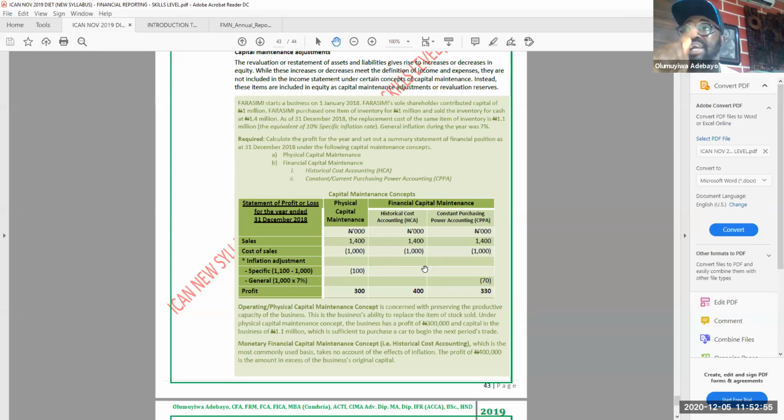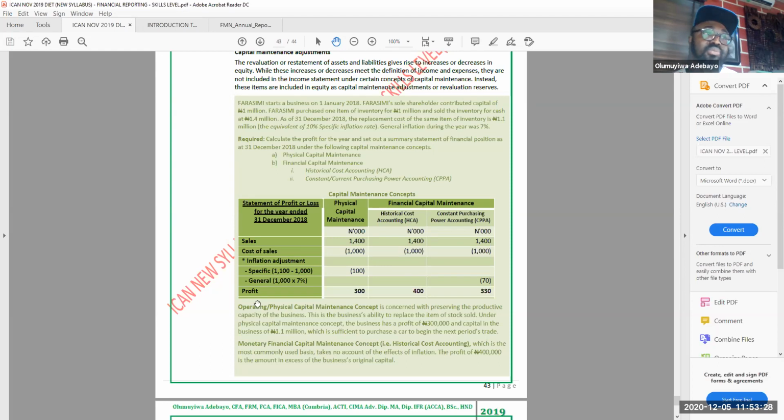General inflation during the year was 7%. The question then is required, calculate the profit for the year and set out a summary statement of financial position as at 31st December 2018 under the following capital maintenance concepts. A, physical capital maintenance. B, financial capital maintenance. And the B has two methods under it. Historical cost accounting, which is for the nominal, and current purchasing power accounting, which is for the real.